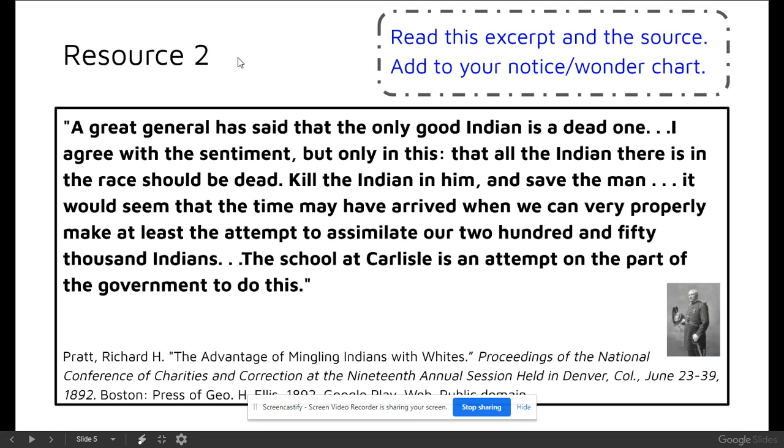A great general has said that the only good Indian is a dead one. I agree with this sentiment, but only in this: that all the Indian there is in the race should be dead. Kill the Indian in him and save the man. It would seem that the time may have arrived when we can very properly make at least the attempt to assimilate our 250,000 Indians. The school at Carlisle is an attempt on the part of the government to do this. So this speech was about assimilating, making the Native Americans lose their language, culture, heritage, identity to make them just like every other white person.